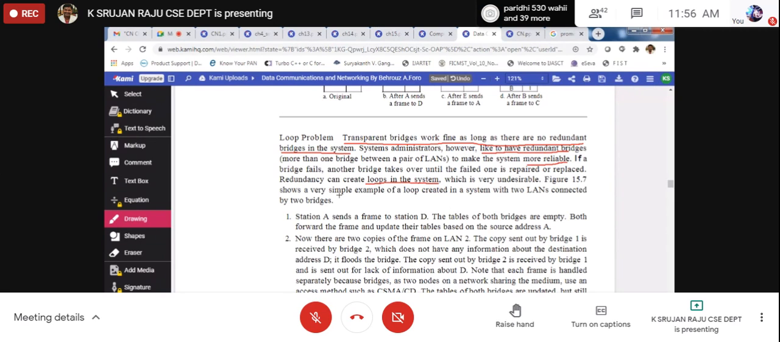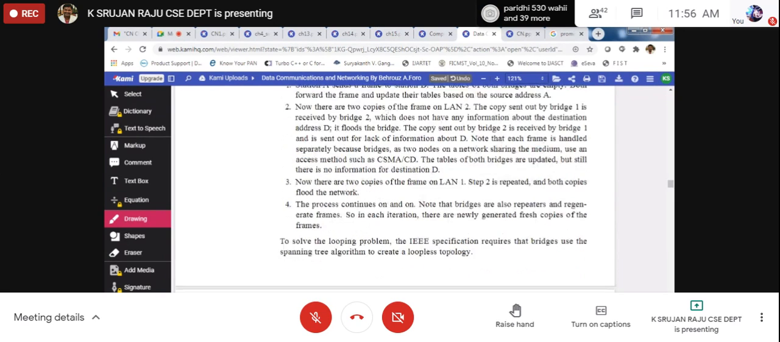In the example we have shown, there are two copies of the frame from LAN 2. The copy sent out by bridge 1 is received by bridge 2, which does not have any information about the destination address D. So it floods the frame. That is what I said, it floods, and the copy sent out by bridge 2.